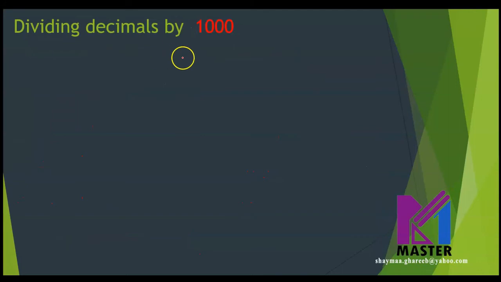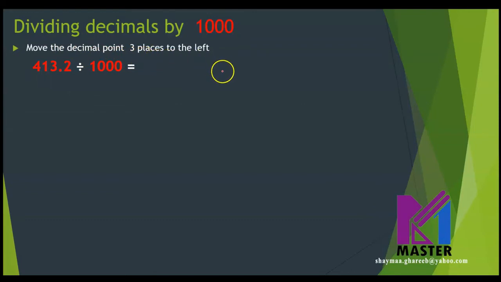Now let's talk about dividing by 1000. Exactly the same. When I divide by 1000, the answer is smaller, and each digit in the number is getting smaller by 3 places. So, for example, let's see how we can do it. We can do it by moving the decimal point 3 places to the left.